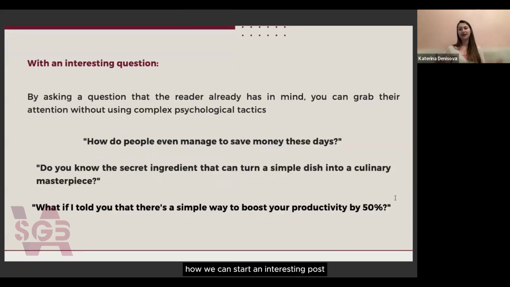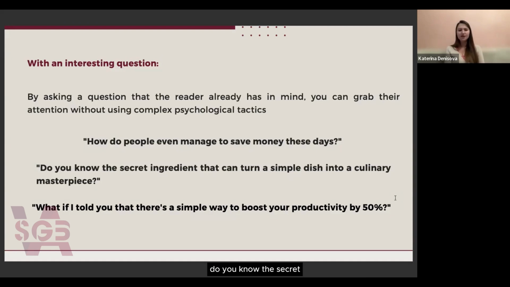Next option, how we can start an interesting post, is an interesting question. By asking a question that the reader already has in mind, you can grab their attention without using complex psychological tactics. For example, I can ask a question which is common for everyone. How do people even manage to save money these days?